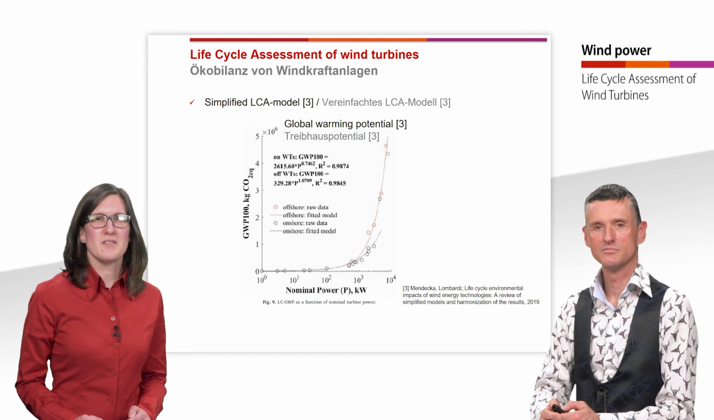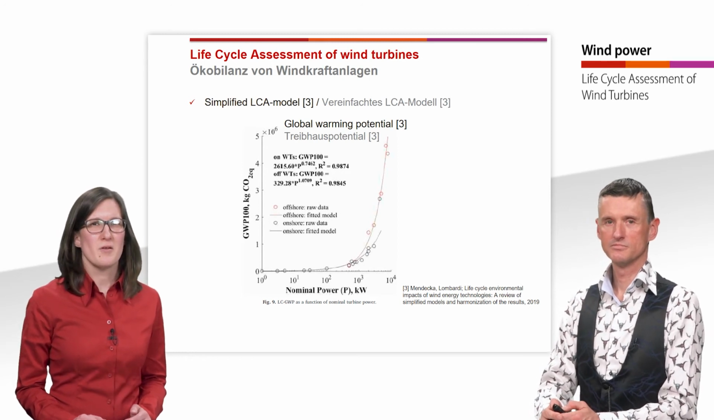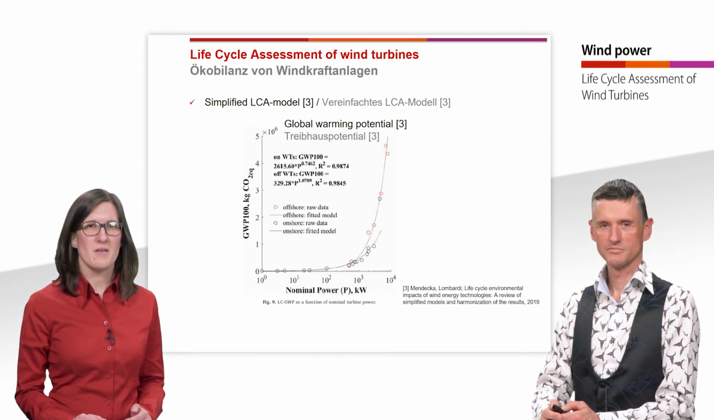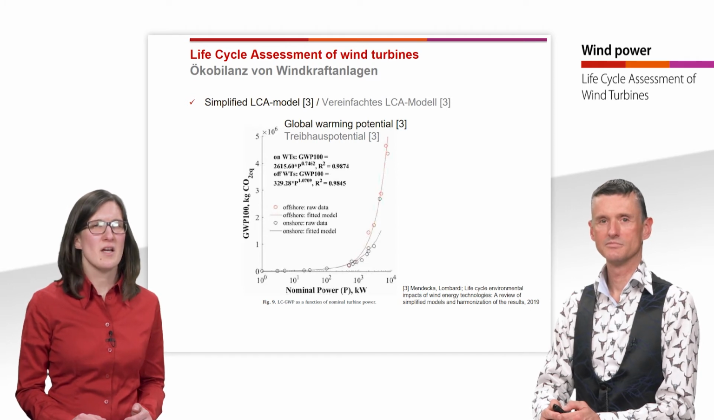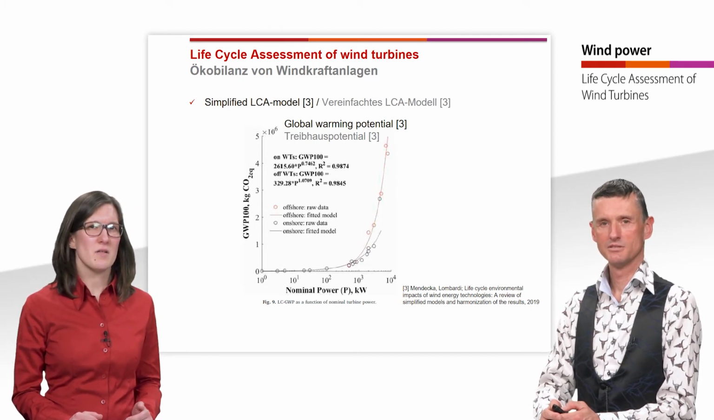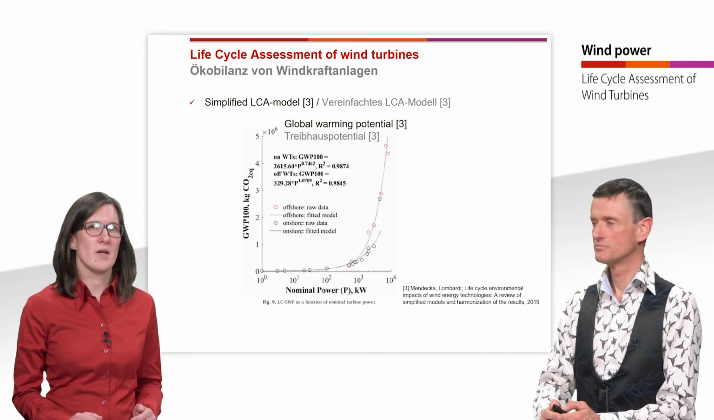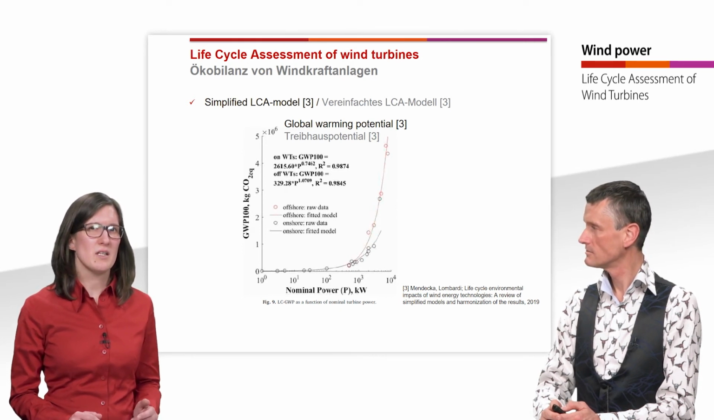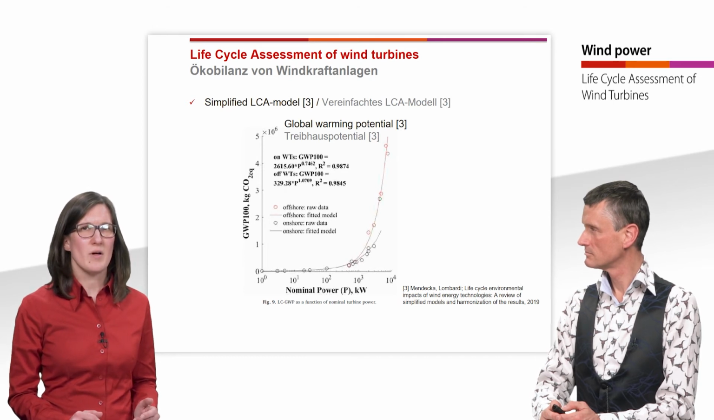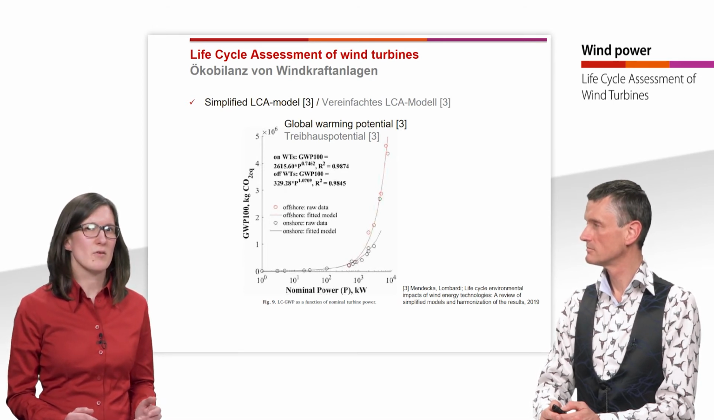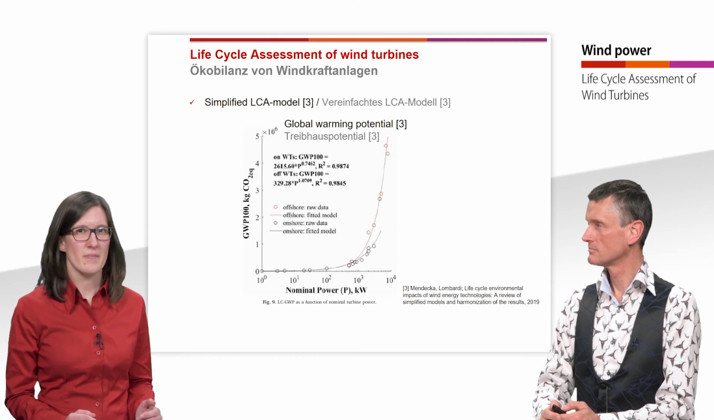In this graph you can see the global warming potential over the nominal power in kilowatt. The CO2 emissions exponentially increase with increasing nominal power. And the power law behavior is mainly due to the nonlinear scaling factor existing in the amount of materials required for the construction of the turbines.